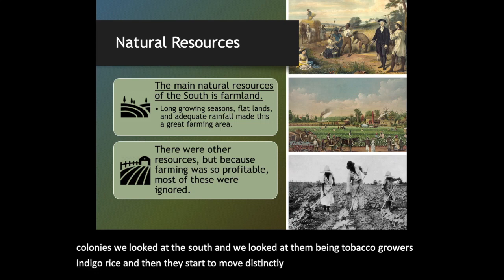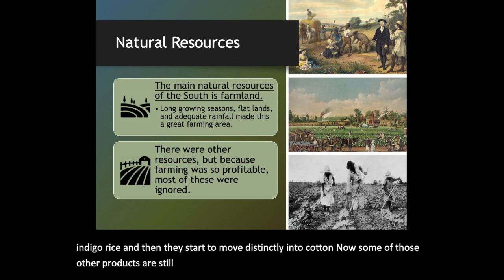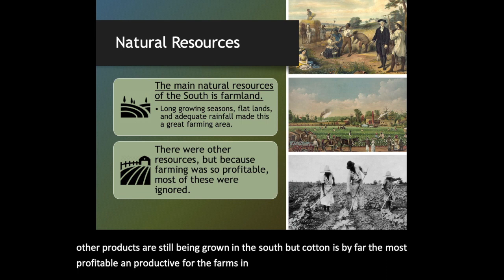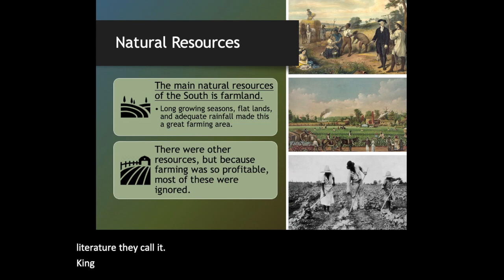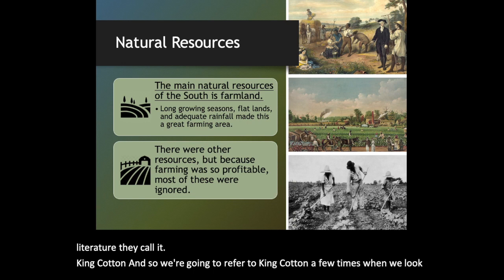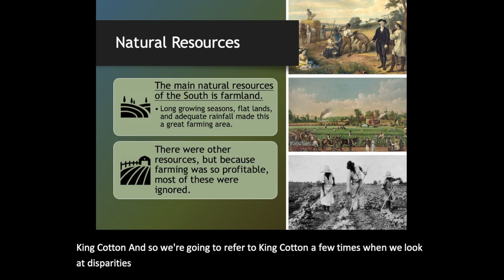Now, some of those other products are still being grown in the South, but cotton is by far the most profitable and productive for the farms in the South. So it becomes known in history, and in historical literature, as King Cotton. We're going to refer to King Cotton a few times when we look at disparities between the economics of the North and the South, and how the South tries to leverage the cotton trade to their benefit.